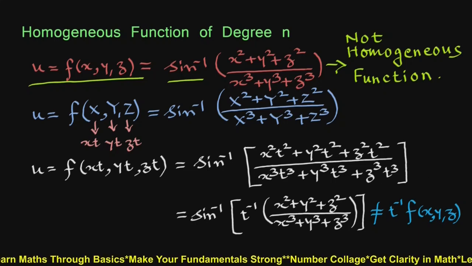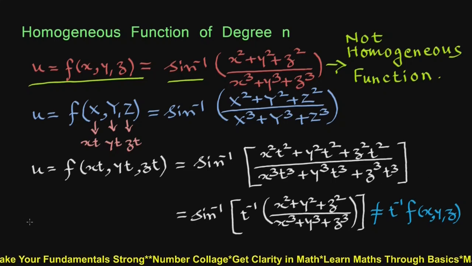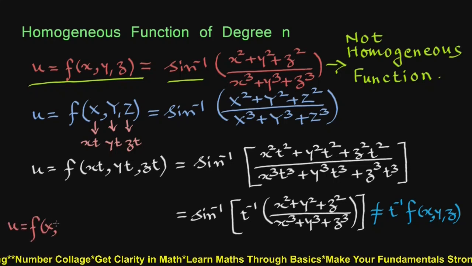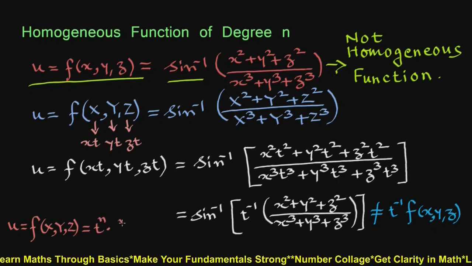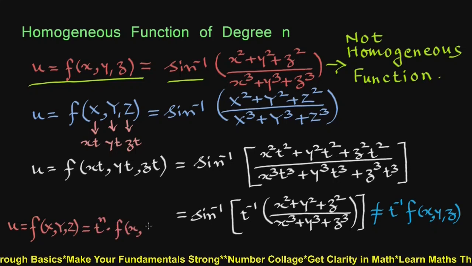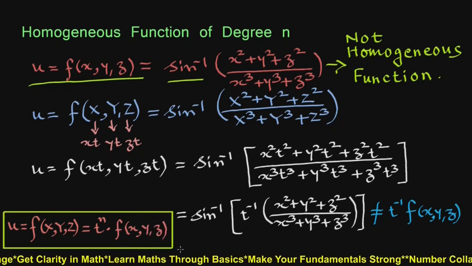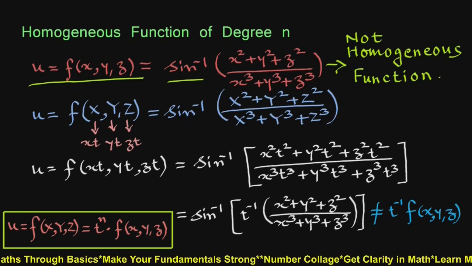So, the takeaway of all this discussion is that we should be able to write the original function f of capital X, Y, Z as some power of t times the original function f of small x, y, z. Then only we can say that the given function is homogeneous, not otherwise.